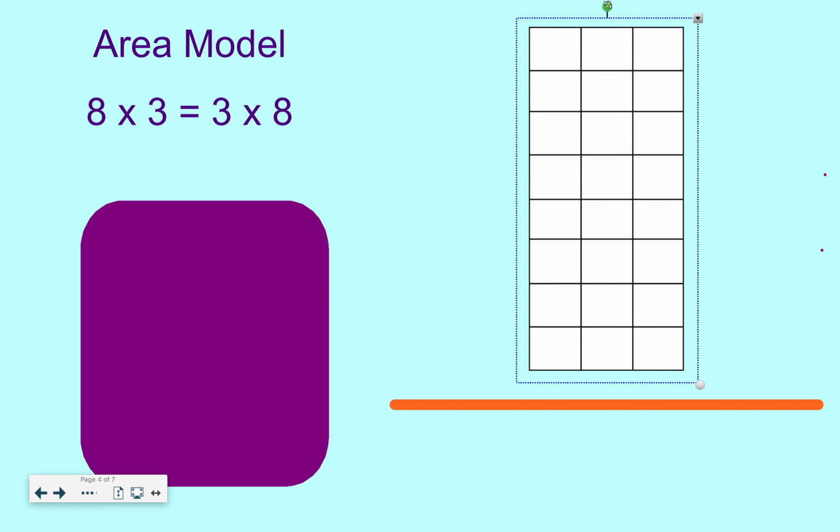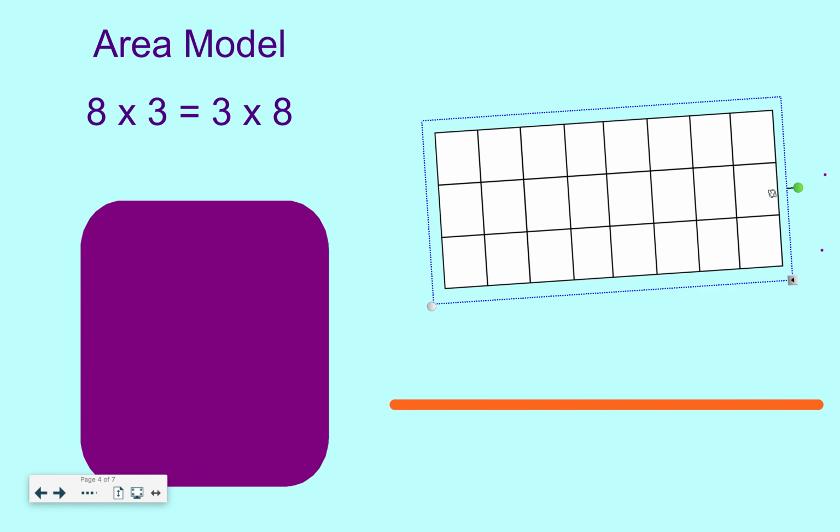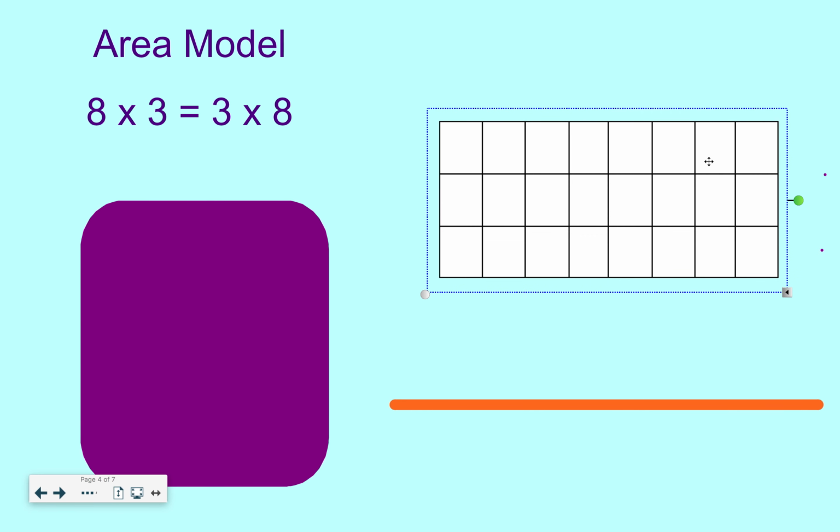But that makes sense because here I have 8 rows of 3. And if you watch, now I have 3 rows of 8. The amount of squares did not change at all. It stayed the same. And that's why the commutative property works.